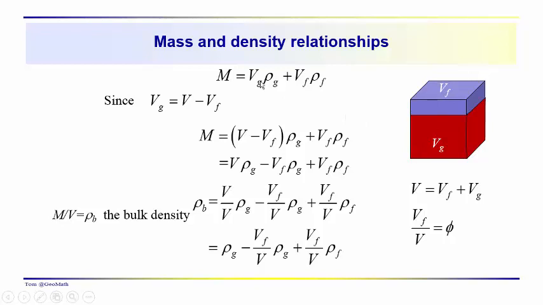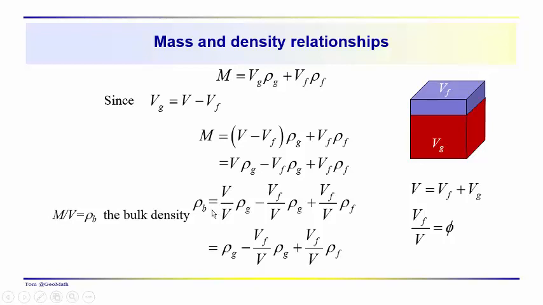We know that the mass is equal to the volume of the grains times the density of the grains, plus the volume of the fluid times the density of the fluid. We also know that the volume of the grains is equal to the total volume minus the volume of the fluid. So the total volume is equal to the volume of the fluid plus the volume of the grains. We substitute that in for V sub G, and we get that the mass is equal to (V minus V sub F) times rho sub G plus V sub F times rho sub F. Then we just distribute the density through these two terms, and we end up with this expression.